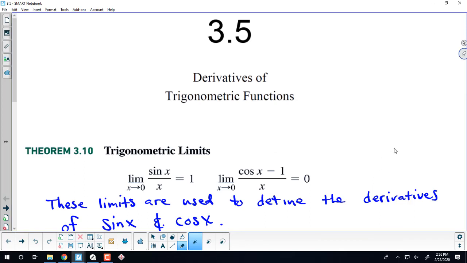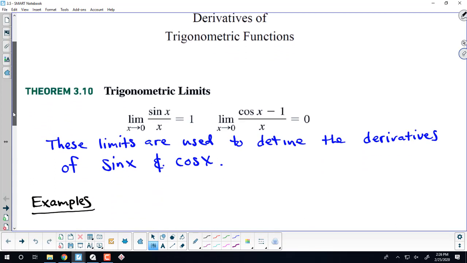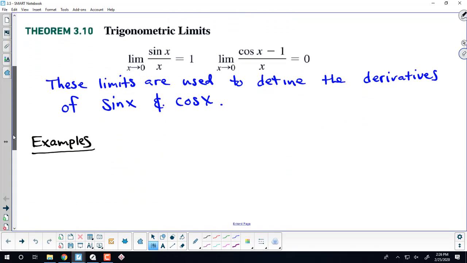All right, so in 3.5 we have the derivatives of our trigonometric functions. Before we actually look at those formulas, we're going to look at these two limits. These two limits are used to determine the derivative of sine and cosine. And once we have the derivatives for sine and cosine, then we can use their reciprocal relationships to find the derivative of secant, tangent, cosecant, and cotangent.